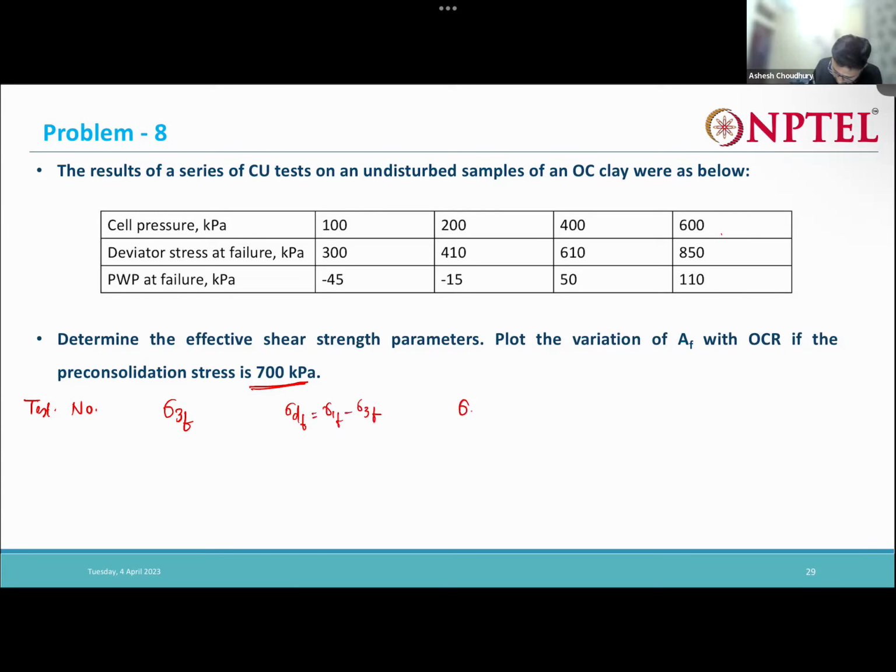Then I can find out my sigma 1 at failure. Right. Then I have my U at failure. From this, I can find out my sigma 3 dash at failure and sigma 1 dash effective values. Right. So this forms our table.